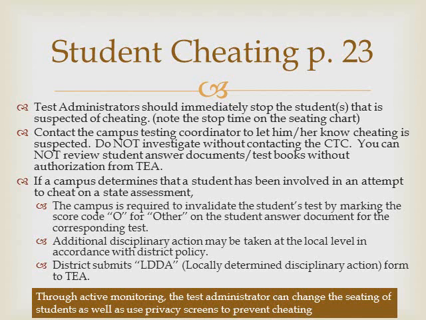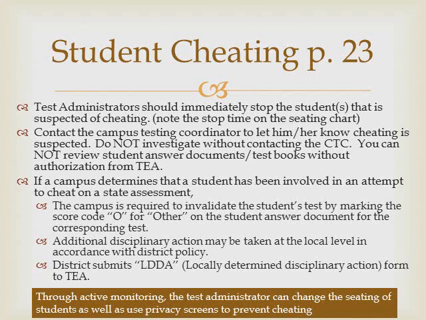Students who may be cheating. Test administrators should immediately stop the student or students that they suspect of cheating and note that stop time on the seating chart. Then you have to contact the campus testing coordinator to let him or her know that cheating is being suspected. Do not investigate without contacting the campus testing coordinator. You cannot review student answer documents or test books without authorization from TEA.